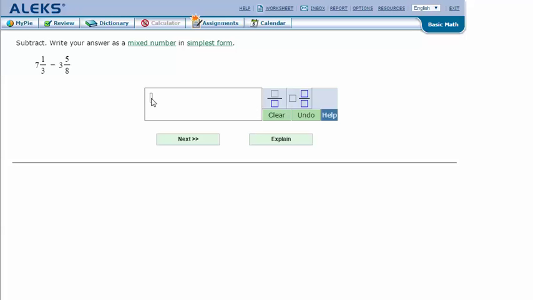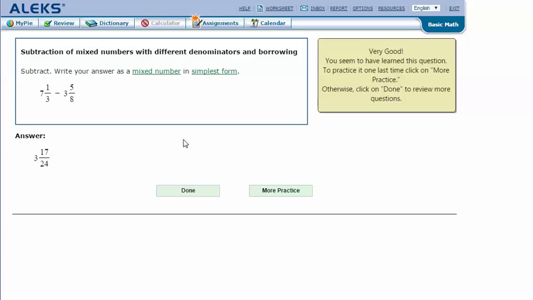In my ALEKS screen, type in the answer that I got in my notes. 3 and 17/24, and click next. And it says that I got the correct answer.